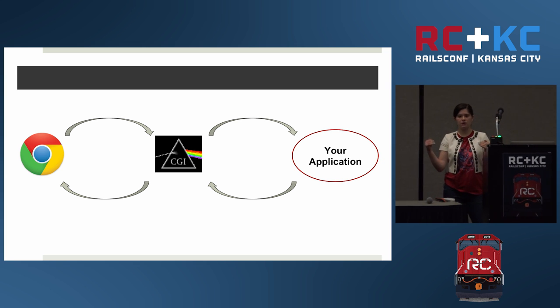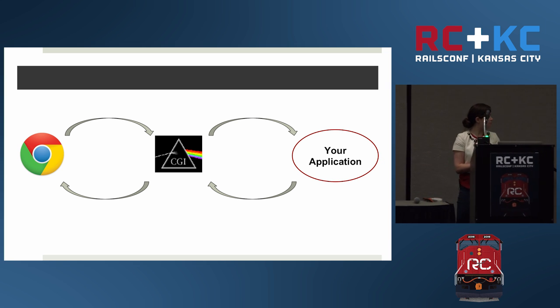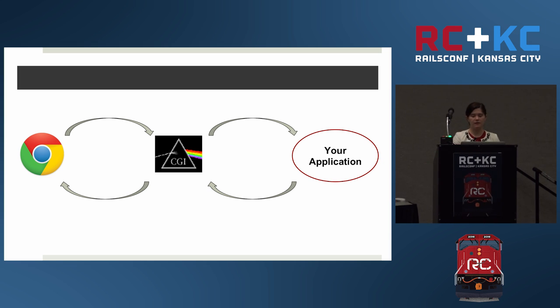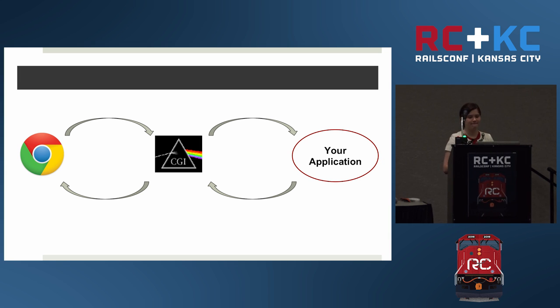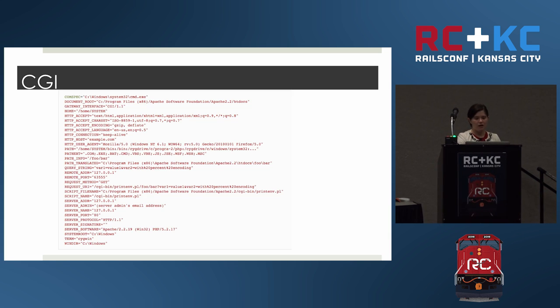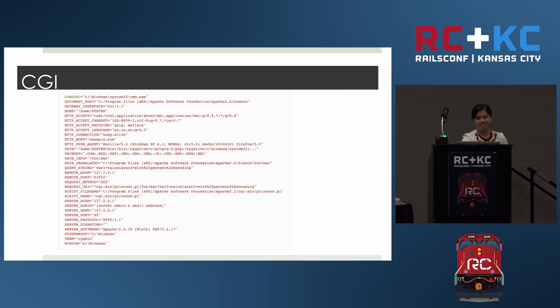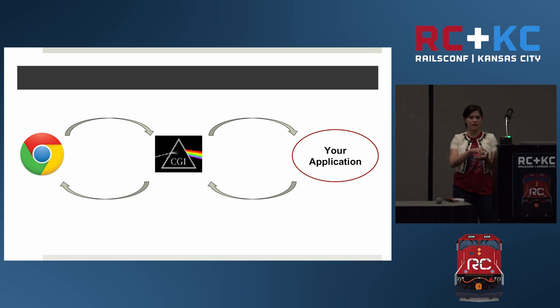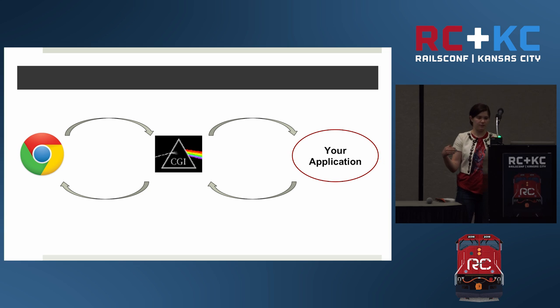Now, your application code will then write to standard out, which the CGI server will pick up on, formulate that into an HTTP response, and send it back to your user. Now, what that means is that your application needs to know that it's being run by a CGI server. It needs to know that it can pull out those environment variables to figure out, hey, someone's asking for index.html.